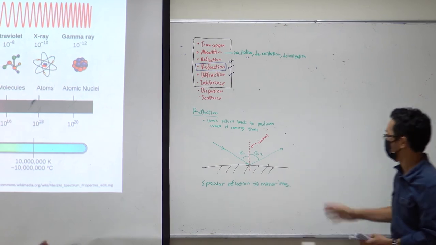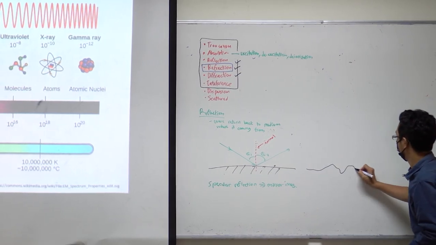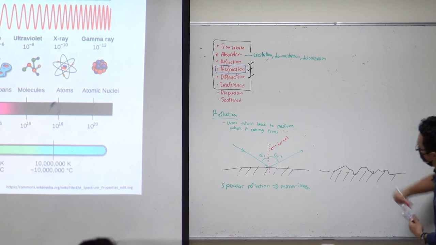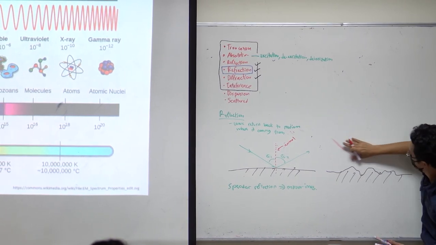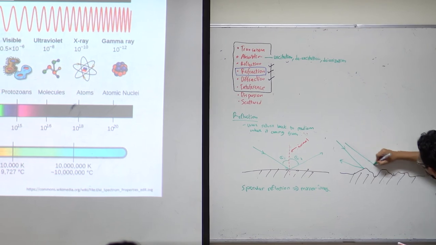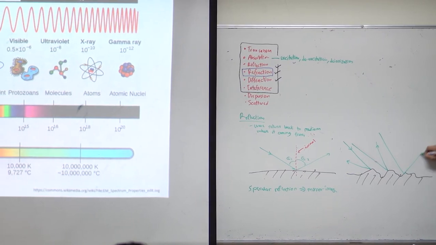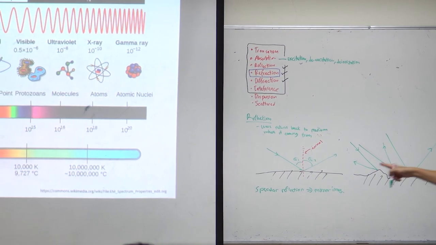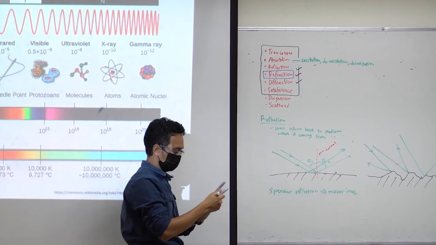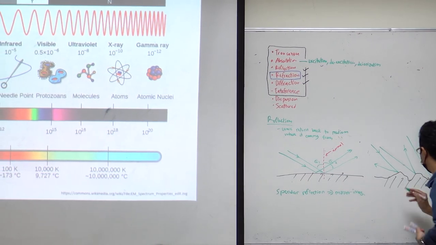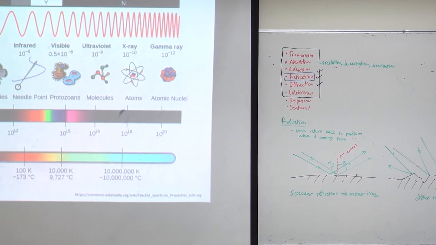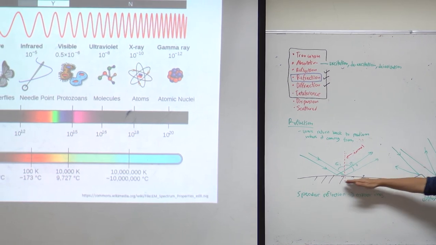But if your surface is something like this, what will happen is that you have the light here. This will go back here, and this will maybe go back here. Each ray still follows the same mirror reflection, but together this is what we call diffuse reflection. So in order to get specular reflection, the surface needs to be smooth enough.